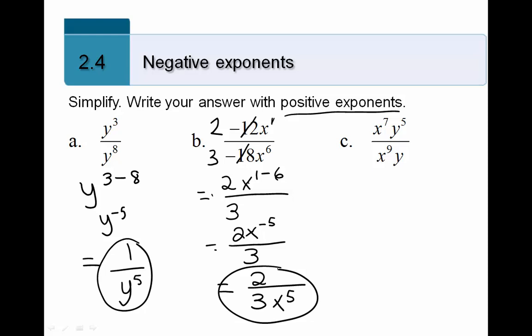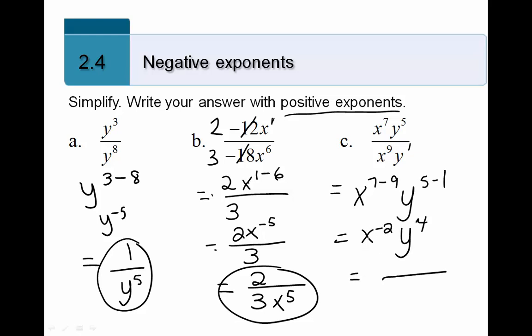In my next example, I have x to the 7th, y to the 5th divided by x to the 9th, and that is a y to the 1st. So this will equal x to the 7 minus 9 and y to the 5 minus 1, which equals x to the negative 2, y to the 4th. Reciprocal of x is 1 over x. That forces my x to my denominator to make the exponent positive. The y to the 4th remains on the numerator, so we have y to the 4th over x squared.